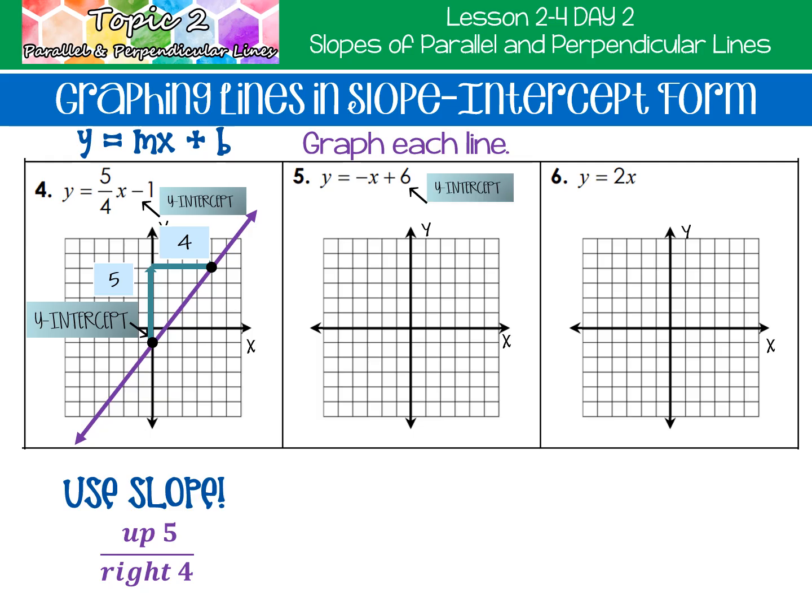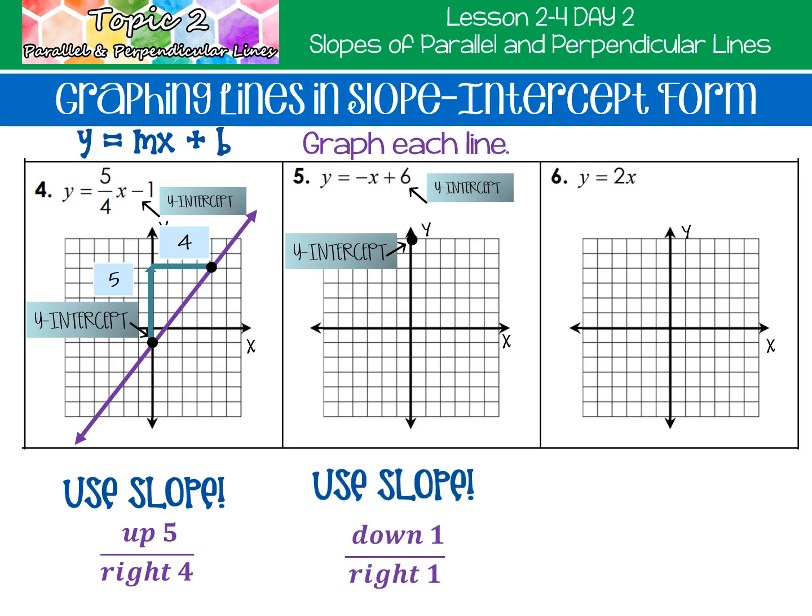Let's look at the next one. Y-intercept's at +6, which is right there. Our slope is down 1, right 1. It's a negative slope. There's no number in front of x, but that's a -1. So down 1, right 1, several points here, and draw the line through.